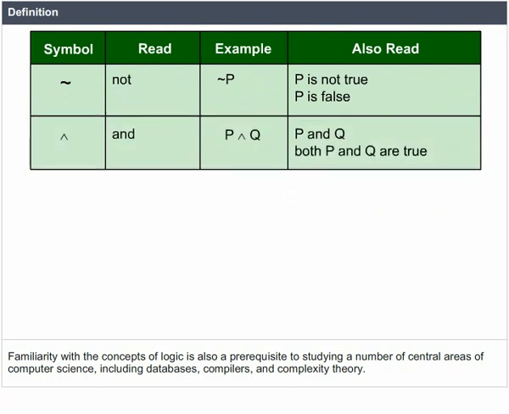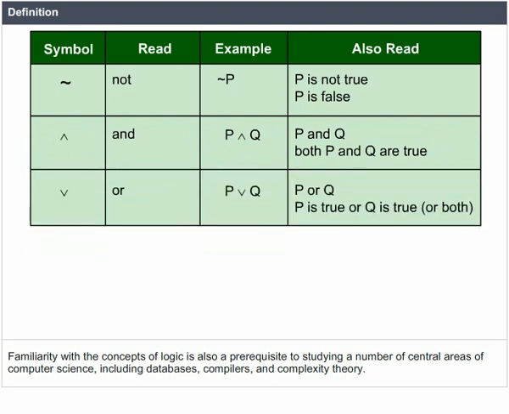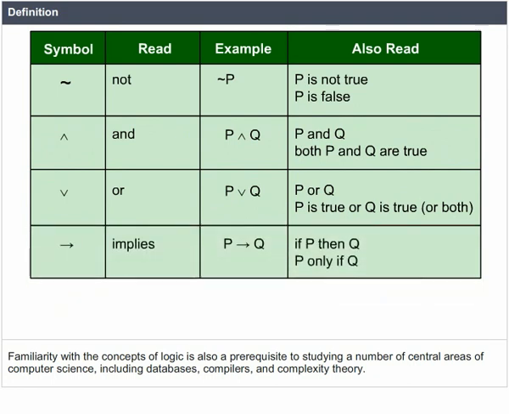Second row, we read the symbol as and. Example, P and Q. We read it as, both P and Q are true. We read the symbol as or. Example, P or Q. We read it as, P is true or Q is true, or both. We read the symbol as implies. Example, P implies Q. We read it as, if P, then Q.